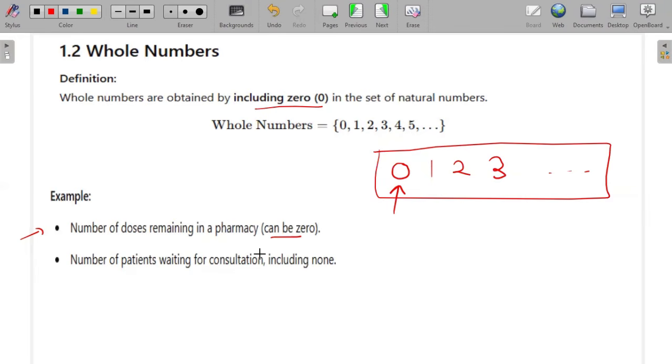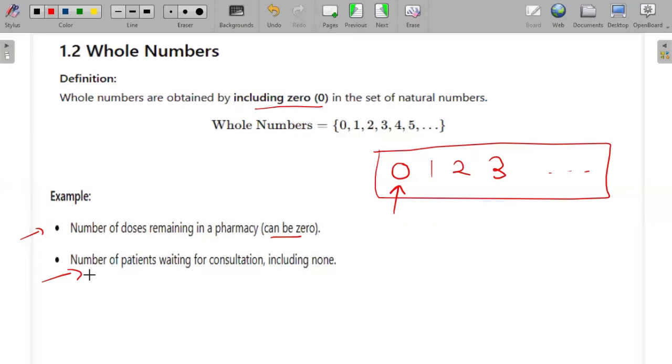So the number of doses remaining in the pharmacy can actually be 0 when all the medicine has been given out. Okay. And then another example is the number of patients waiting for consultation at the hospital. They will reach a time where a doctor has actually attended to everyone, and the number of patients waiting for consultation will be what? 0. Okay, but there can be times where there are 2, 3, and the like. So this is also an example of using the what? The whole numbers. Okay, so those are basically the whole numbers.